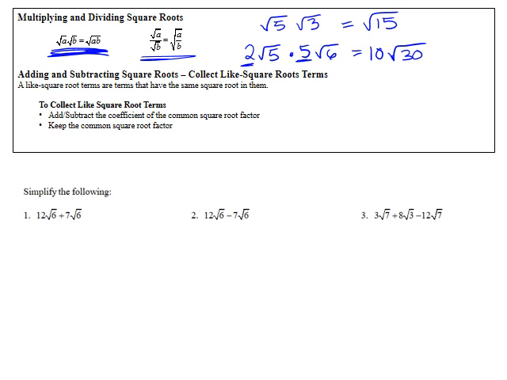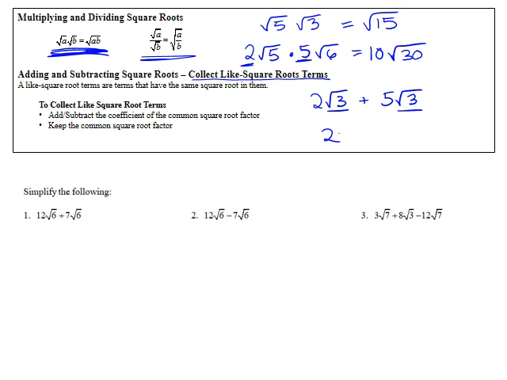For adding and subtracting square root expressions, the idea is to collect like terms. And what do I mean by a like term with square roots? Well, a like term would be a term that has exactly the same square root in it. So for instance, 2 times the square root of 3 and say 5 times the square root of 3. If I had an addition with these two square root expressions, I could add them because the square root of 3 is the same in both of them.